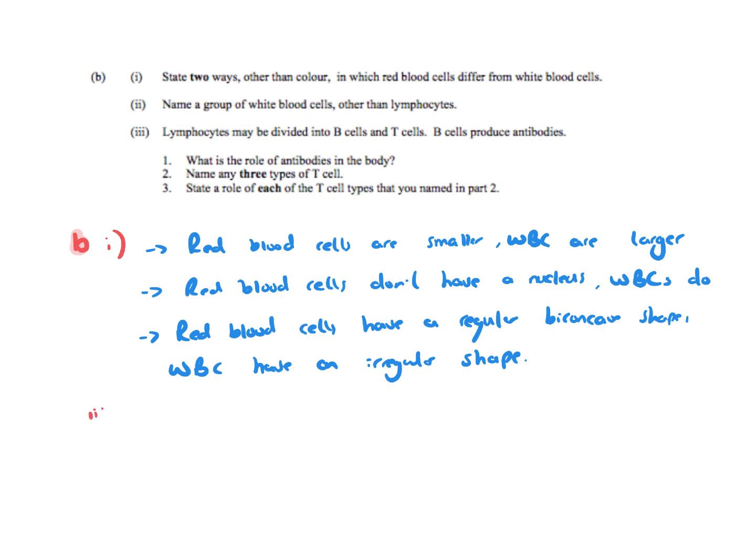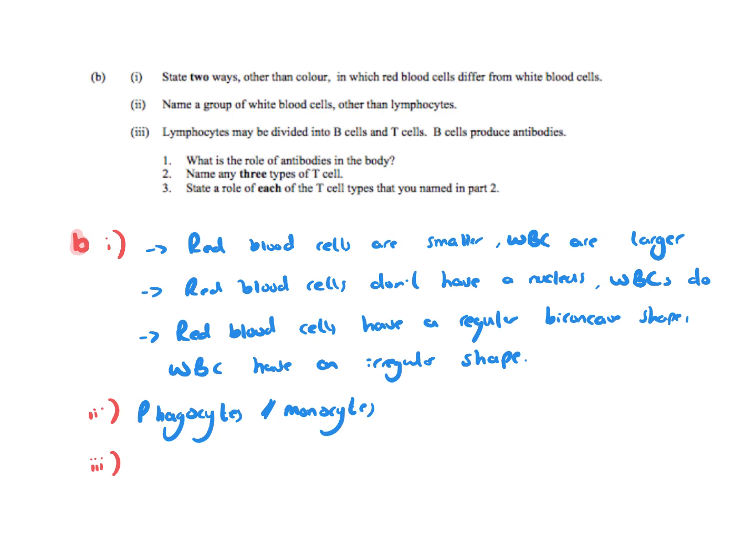Part 2, name a group of white blood cells other than lymphocytes. So one of these you could have said the phagocytes. So we've had a look at these already. You could have also said monocytes there as well.